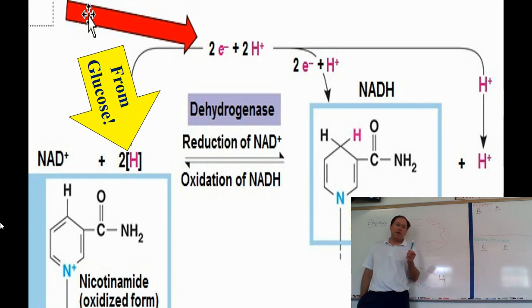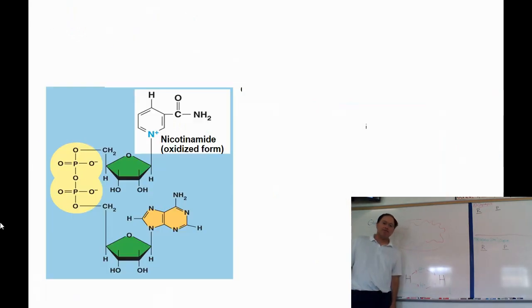Way up at the top, you can see that there's two electrons and two hydrogen ions, or protons, those are interchangeable terms, that are liberated when, you can see it, the kind of midway left there where it says from glucose, when two hydrogen atoms are taken off the glucose.